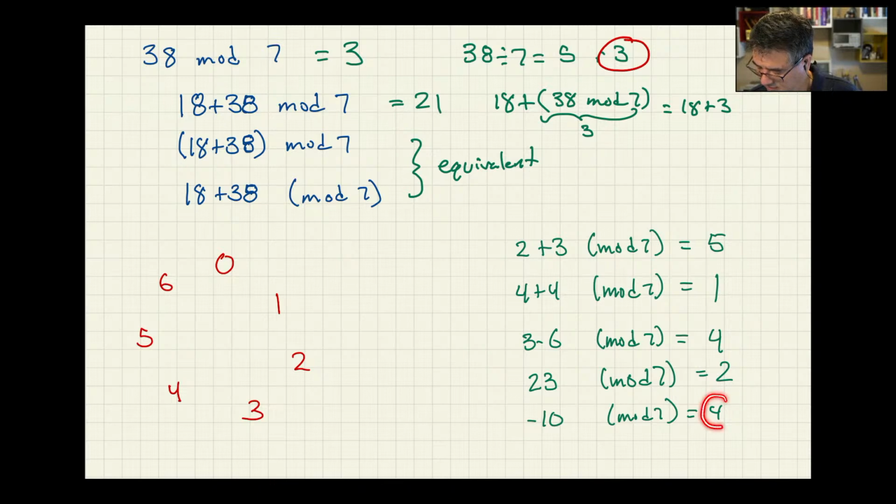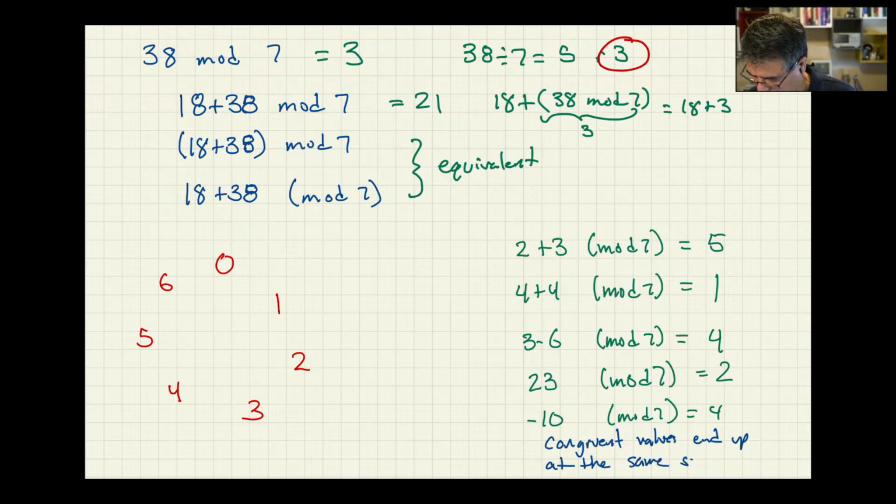Notice that the answer to negative 10 mod 7 and the answer to 3 minus 6 mod 7 are both 4, so we can say that these are congruent values. They went around the wheel a different number of times, but they ended up at the same spot. So they're congruent. I guess the symbol for congruent is equal with a little tilde over it. Negative 10 is congruent to negative 3, and that's congruent to 4.